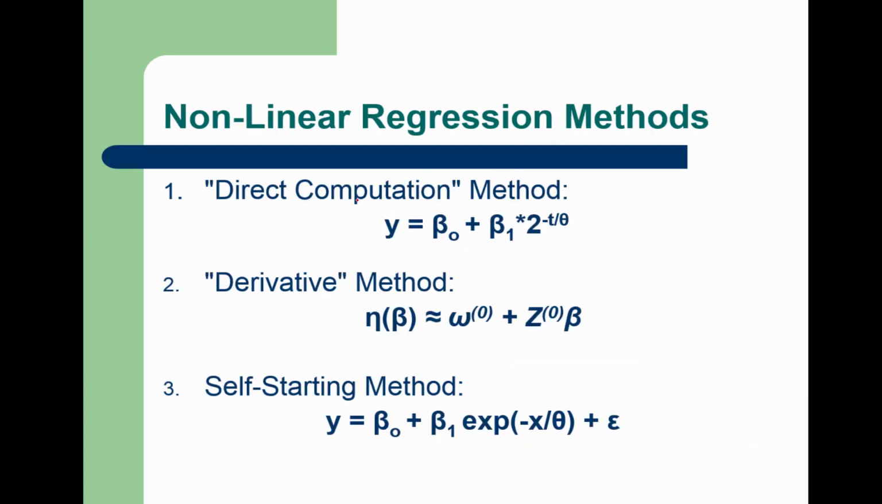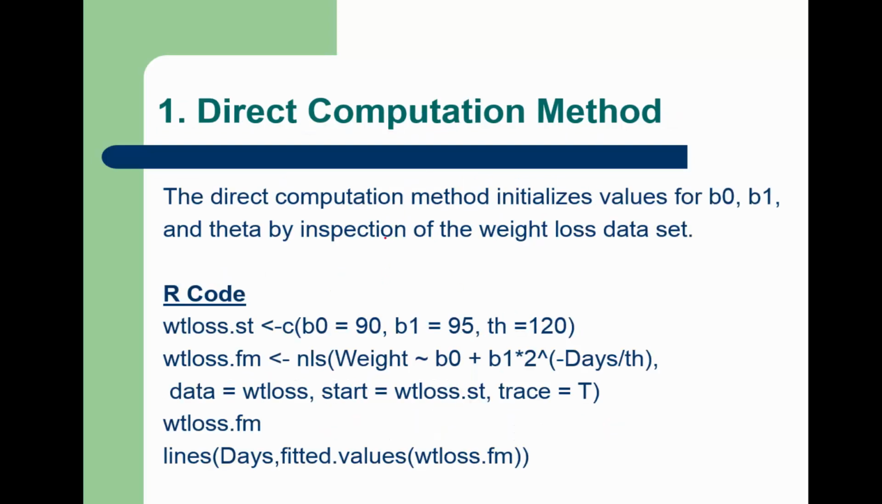There are three ways of computing the parameters. One is the direct computation method. The second one is the derivative method. The third one is the self-starting method. Now we'll see what these methods are.